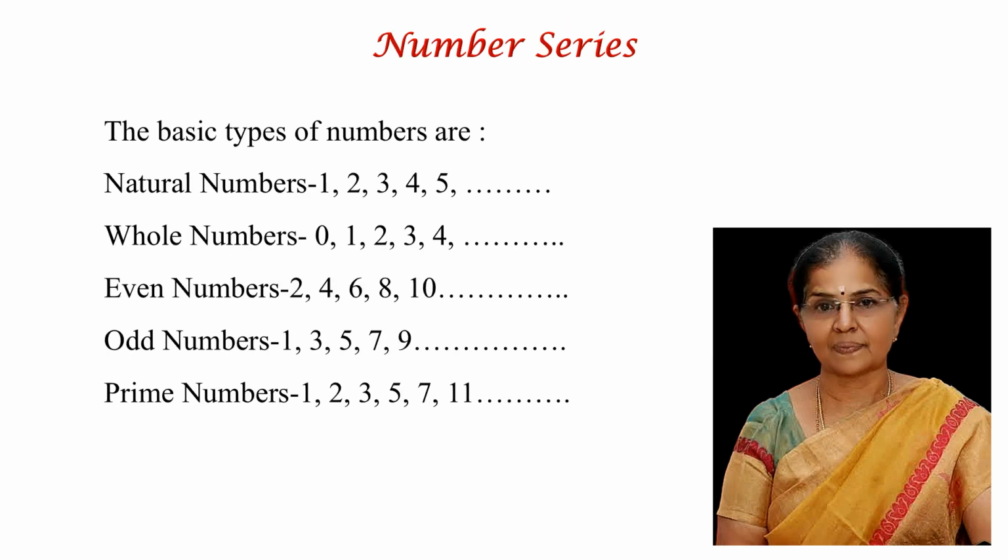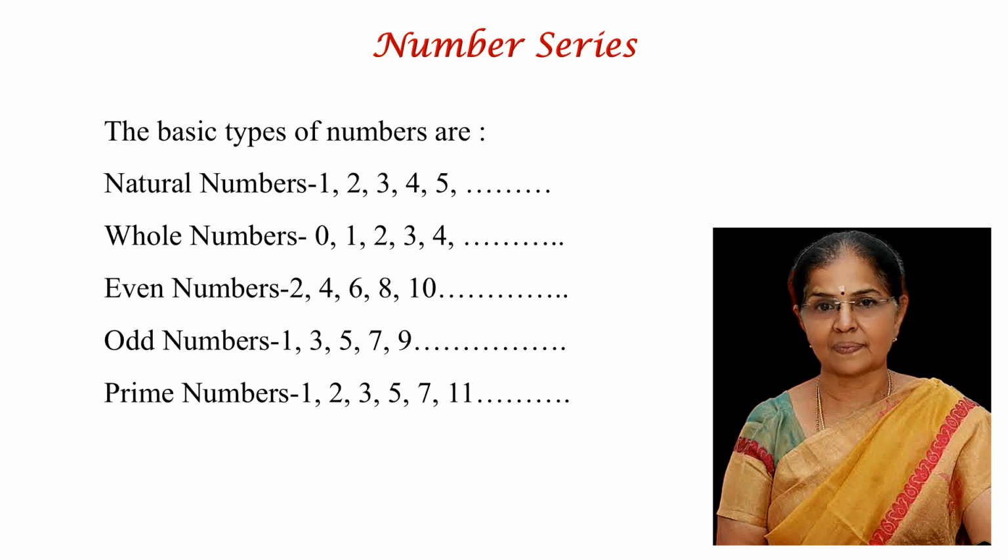Before getting into problems, we will see the basic types of numbers. You know that there are various types of numbers, like natural numbers. Natural numbers start from 1 and go on like that, 1, 2, 3, 4, 5, infinite. And whole numbers, what are whole numbers? It's the same as natural numbers, 1, 2, 3, 4, 5, but it includes 0. But in natural numbers, 0 is not included. Whole numbers start from 0 and go on infinite.